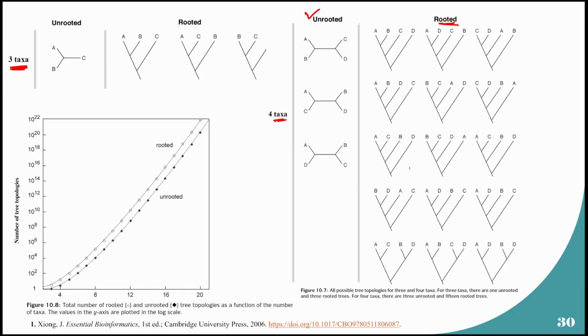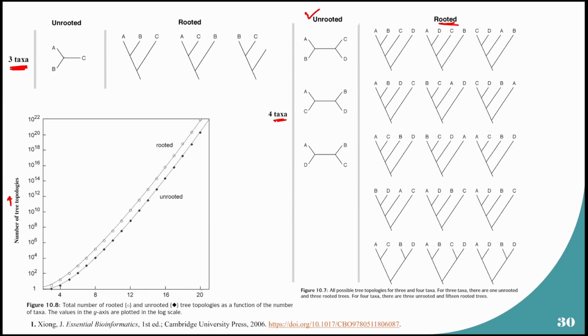So how many are there? 3 times 5 is 15, right? So you have 15 total rooted tree topologies in the case of four individual species or four taxa. And as you increase the number of sequences involved, the number of tree topologies gets very, very high. They increase at an exponential rate, right?